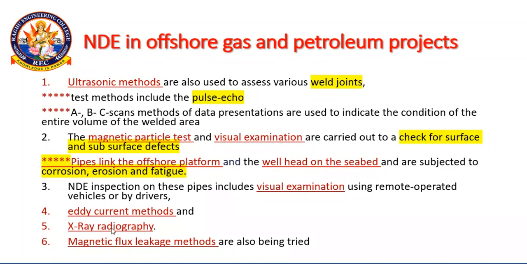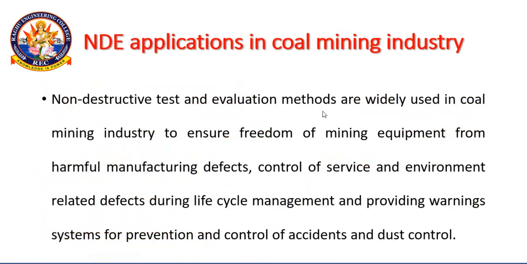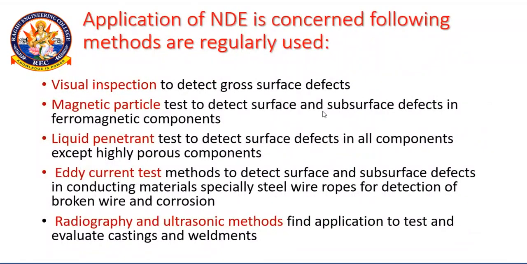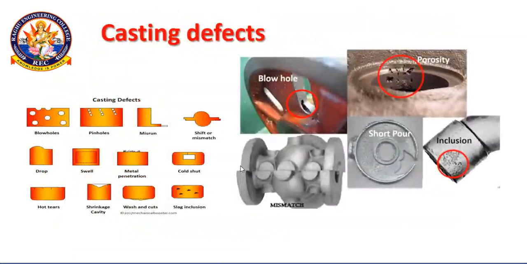and also eddy current testing, radiographic testing and magnetic particle testing can be conducted on offshore and petroleum products. One thing I want to tell you is that depending upon the possible defects that occur in a particular industry, we select the different types of NDT methods. Coming to the coal mining industry, visual examination to detect gross surface defects, magnetic particle inspection, liquid penetrant inspection, eddy current testing and radiography testing are used in coal mining.